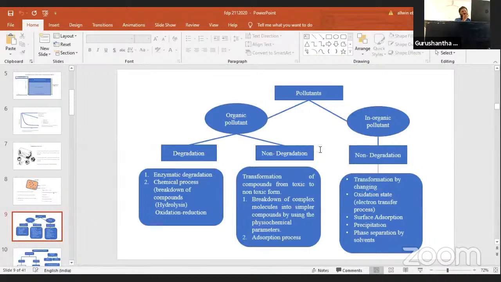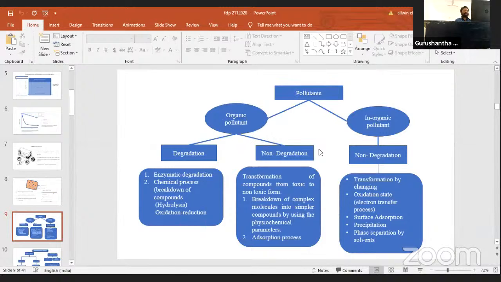Generally, these pollutants are classified into two types: organic pollutants and inorganic pollutants. Some organic pollutants we can degrade, and some we are not able to degrade; we call those non-degradable organic pollutants. The degradation of organic contaminants is carried out by two different processes: enzymatic degradation, and chemical processes with the help of hydrolysis, oxidation and reduction. In the degradation process, toxic components are converted into a non-toxic form by breaking down complex molecules into simpler molecules using physiochemical parameters. We can also carry out the process with the help of adsorption.